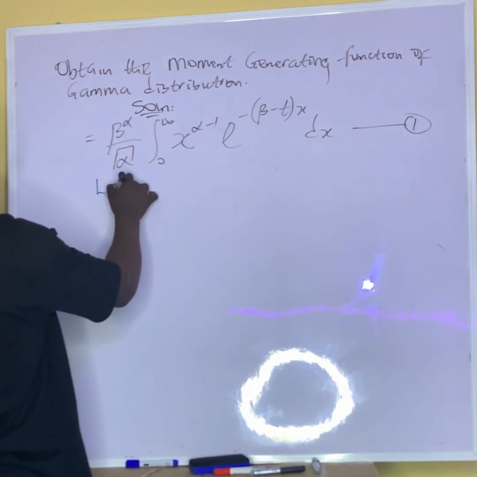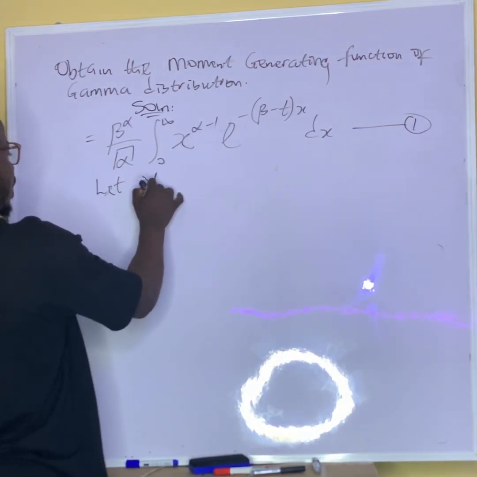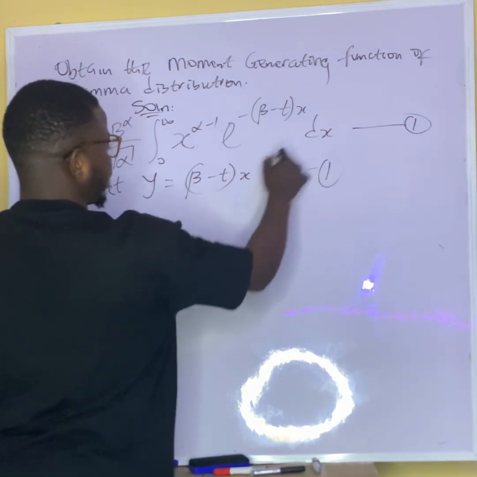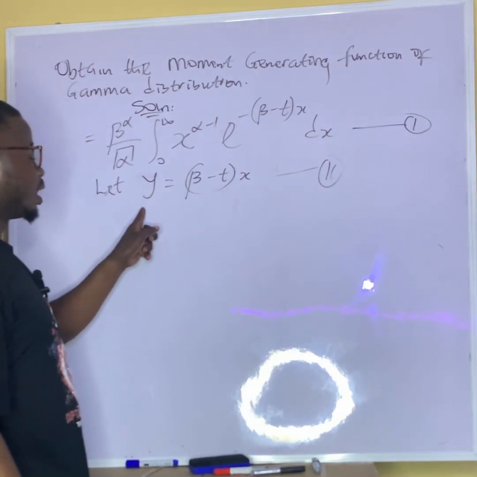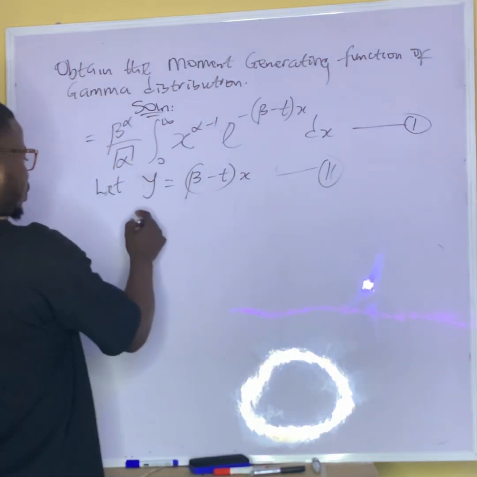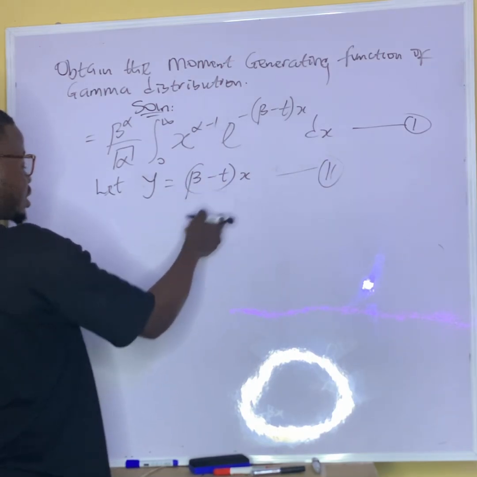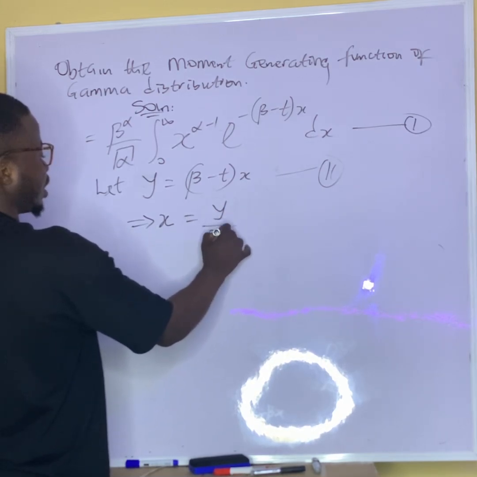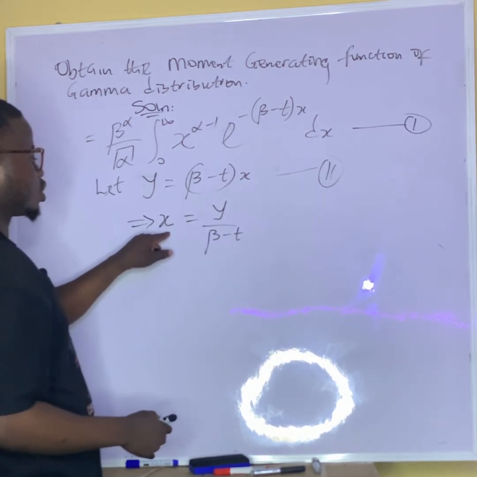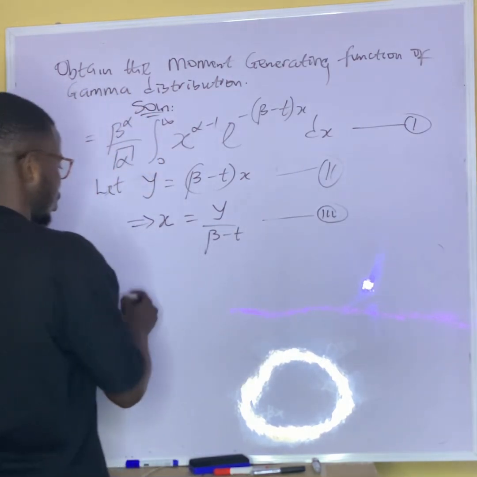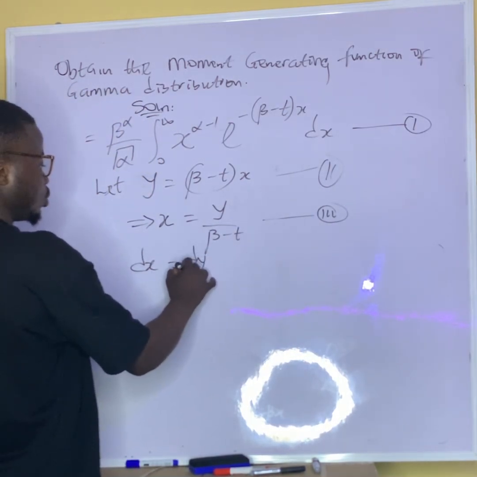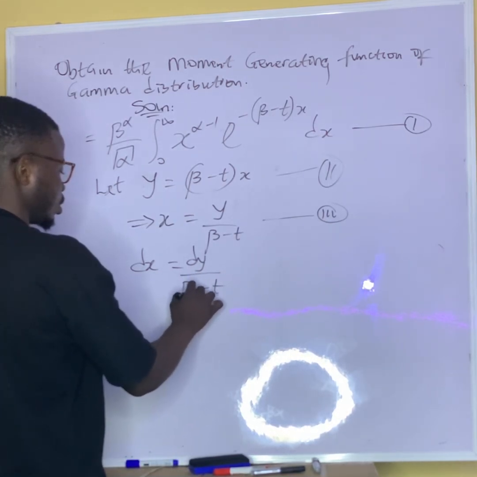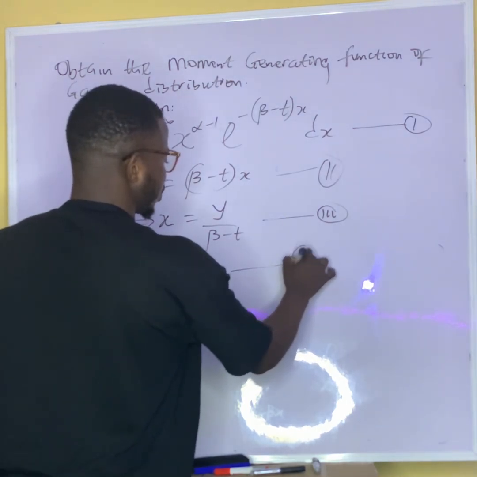Then we can say let y represent beta minus t times x, that's equation 2. So y is equal to beta minus t, then x. We divide both sides by beta minus t to obtain the value of x, so x is equal to y over beta minus t. We make this equation 3. Then dx is equal to dy over beta minus t, and we make this equation 4.